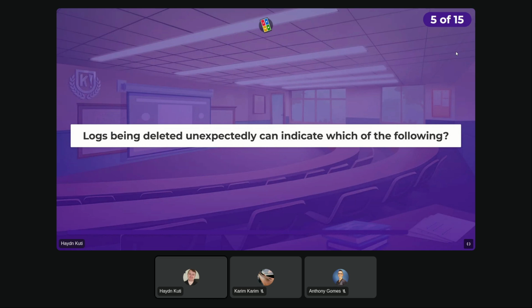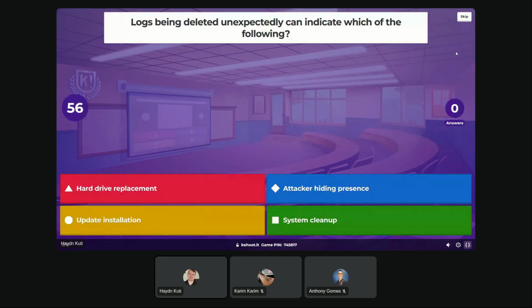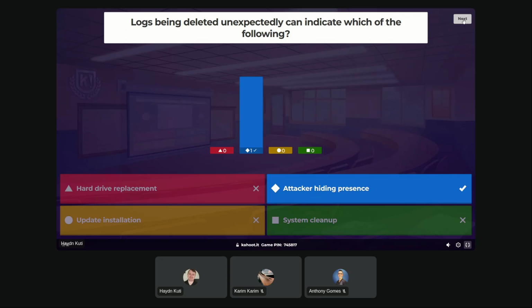Logs being deleted unexpectedly can indicate which of the following? Hard drive replacement, attacker hiding presence, update installation, or system cleanup. Alright, attacker hiding their presence.